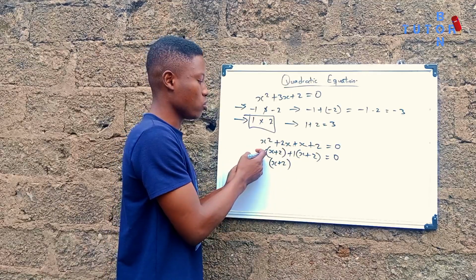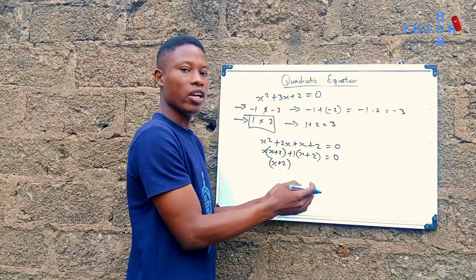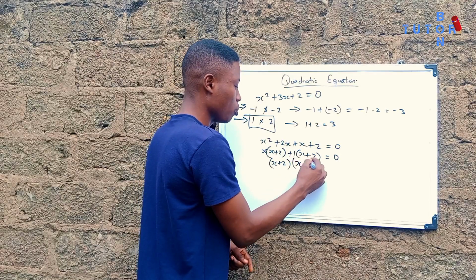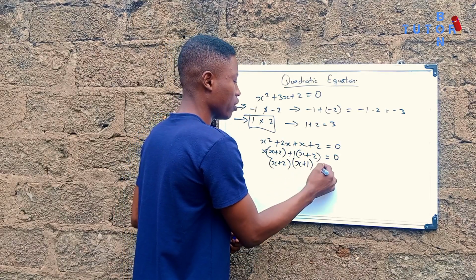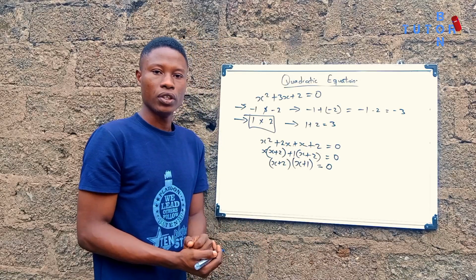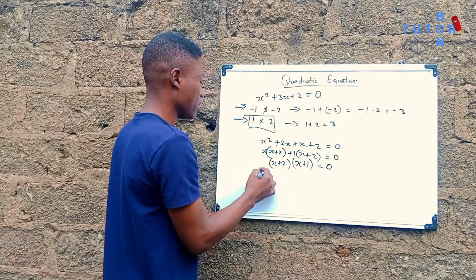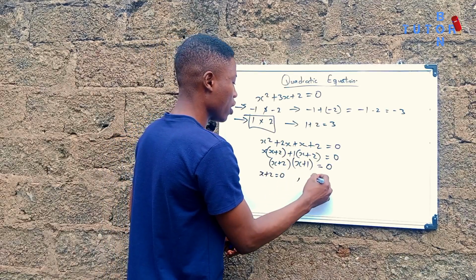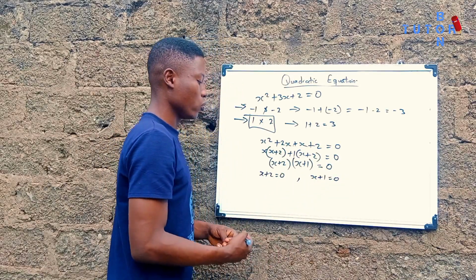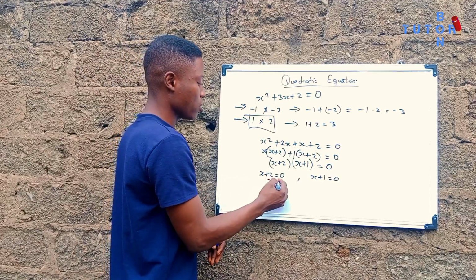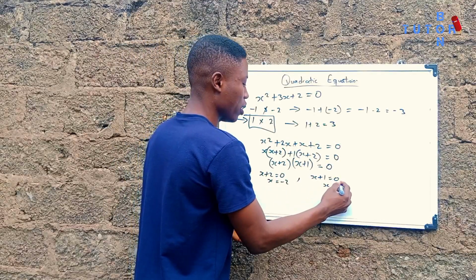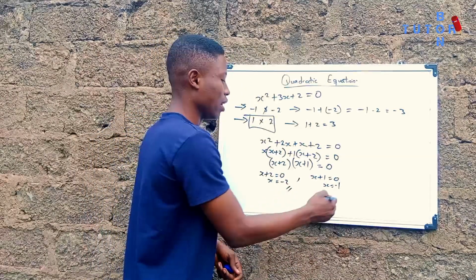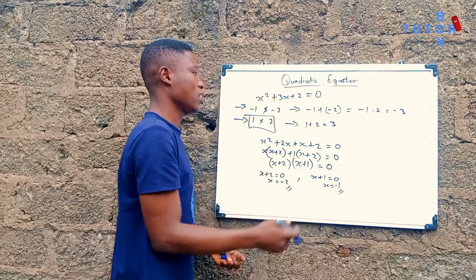You have x out here and you have 1 out here. You can just pick the 2 also and join them together to be x plus 1. Put it into bracket and you have everything equal to 0. Now you can rewrite this equation by saying x plus 2 equals 0, separating them, and also x plus 1 equals 0. From here you can say your x equals minus 2, and here your x equals minus 1. That means these are the answers to this quadratic equation.